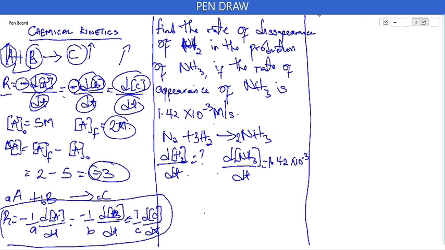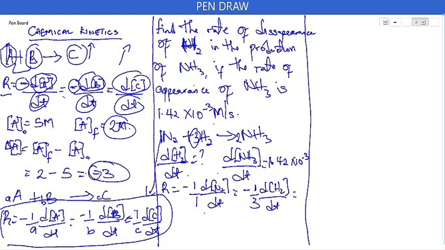Okay, good. Now don't forget, if I want to write this particular reaction like this, I will say my rate will be equal to minus 1 over 1, since we have an invisible 1 here, d[N2] over dt, and that will also be equal to minus 1 over 3, since I'm having 3 here, d[H2] over dt, and it will also be equal to 1 over 2 d[NH3] over dt. So this is what I'll be having.